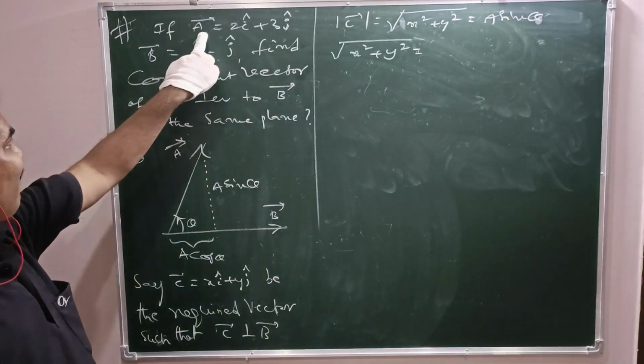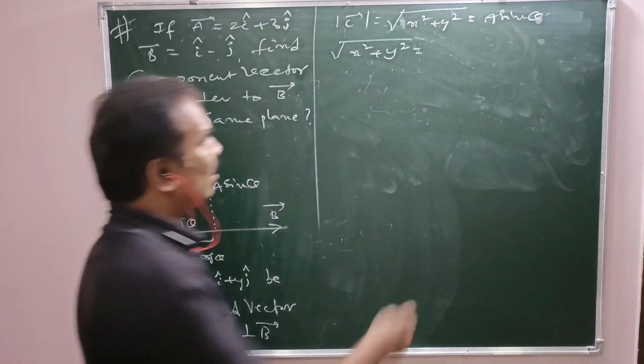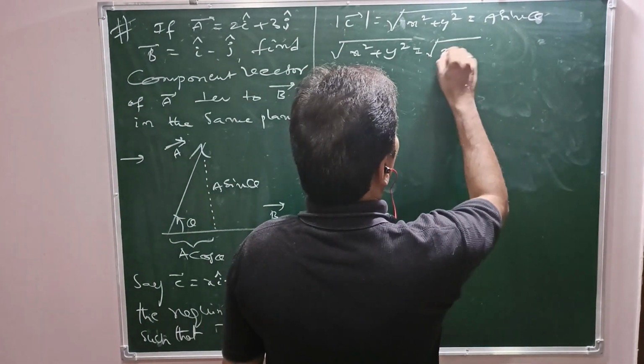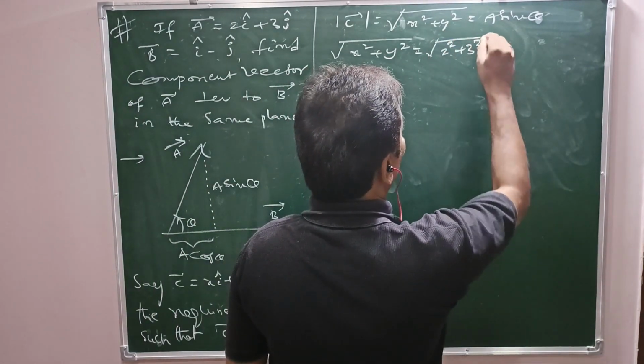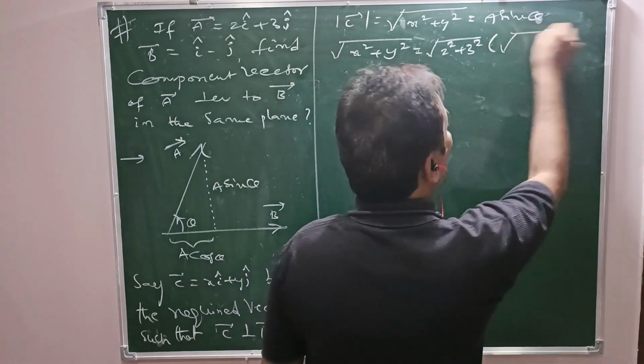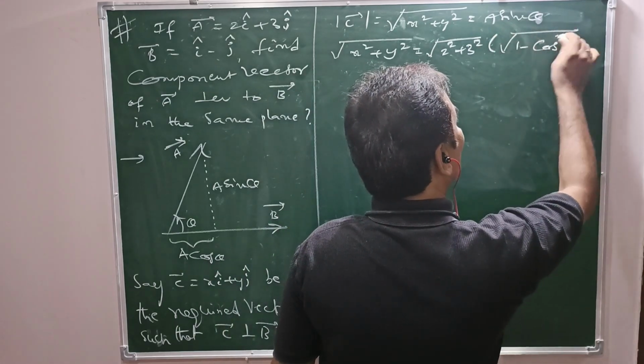What is A? Modulus of A bar, that is root over 2 square plus 3 square, into sin theta, which means root over 1 minus cos square theta.